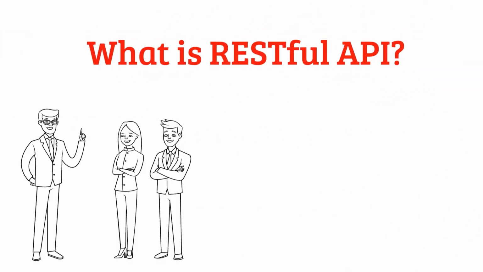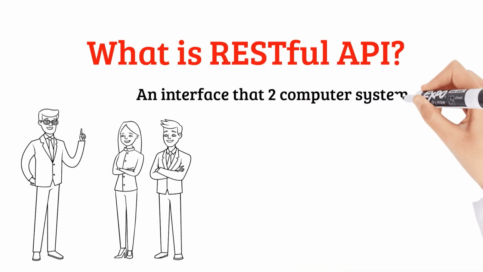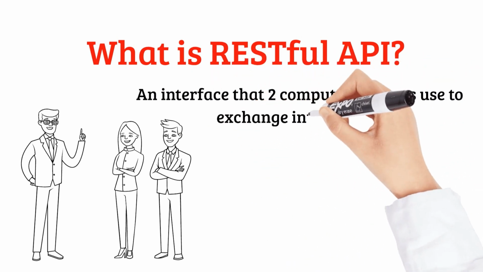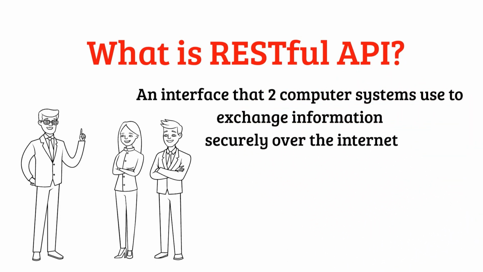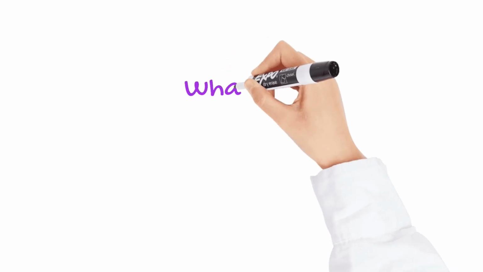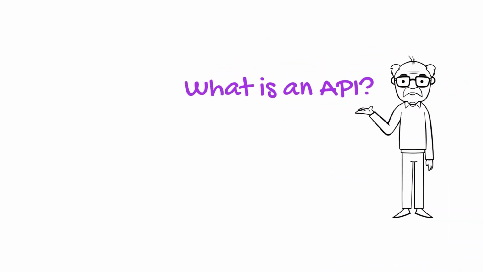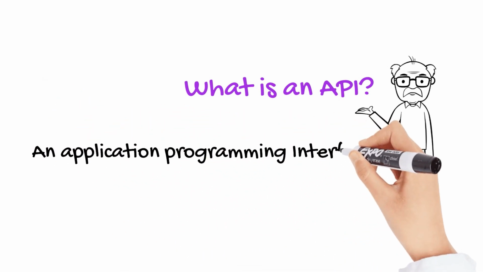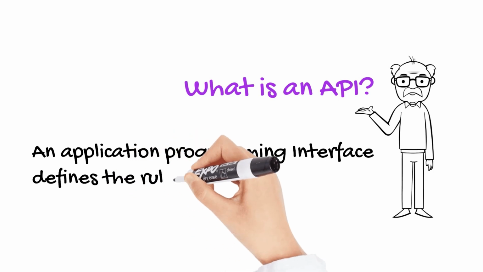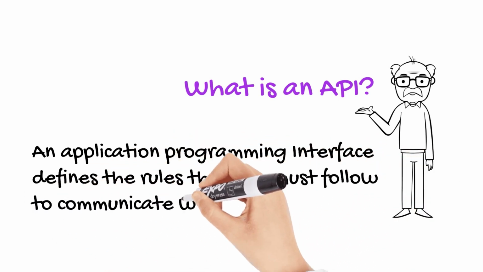What is RESTful API? RESTful API is an interface that two computer systems use to exchange information securely over the internet. What is an API? An API is an application programming interface. Defines the rules that you must follow to communicate with other software systems.